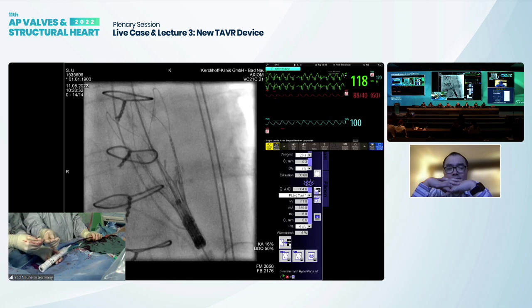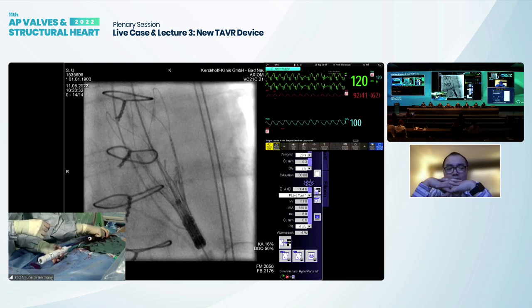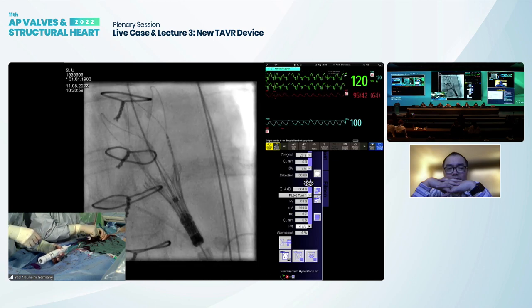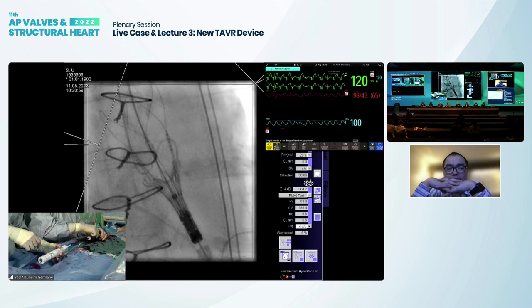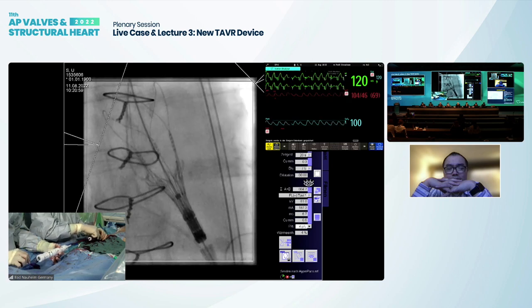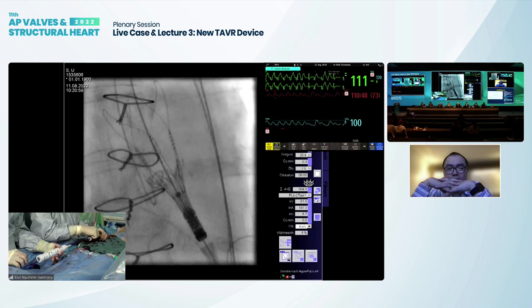I think that the fast pacing really helps to stabilize the patient. Sometimes this happens, especially in small anatomies. So I would prefer to try to reposition the wire. Might not be able, but we have lost position anyways.